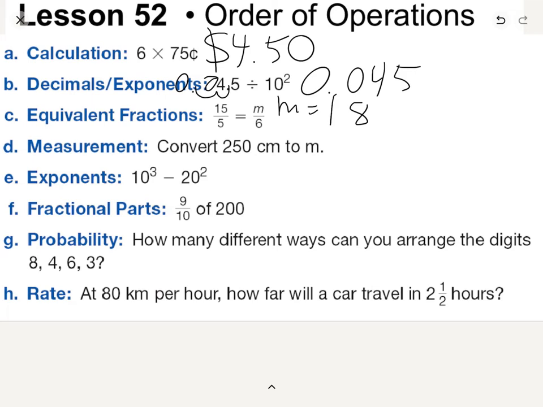Alright, converting. Isn't it so simple to convert metrics? So just divide it by 100. There are 100 centis in a meter.